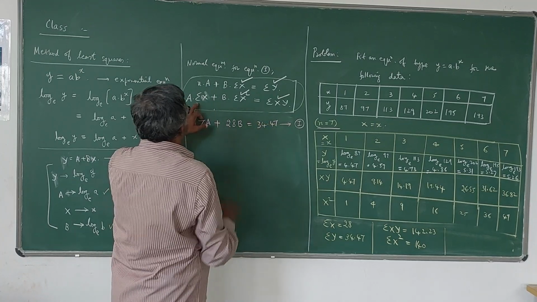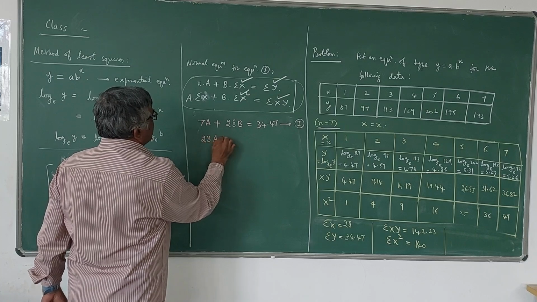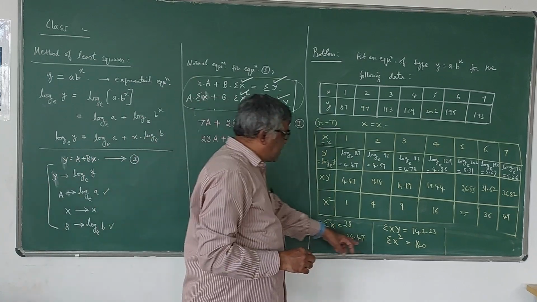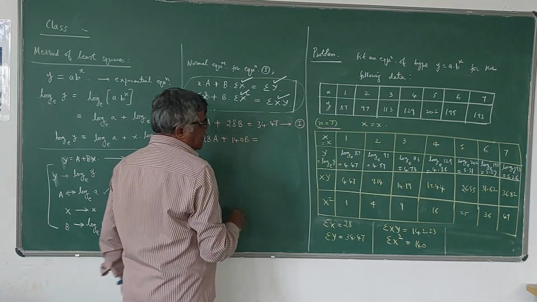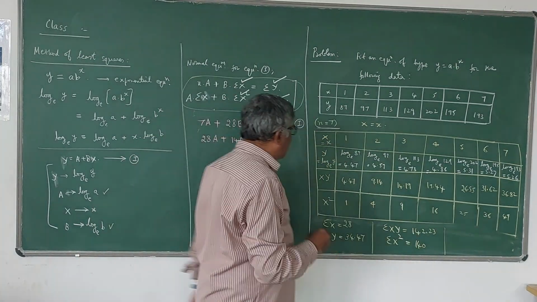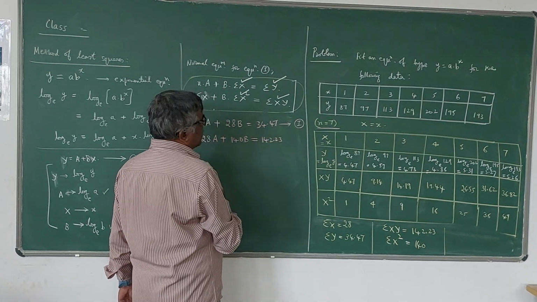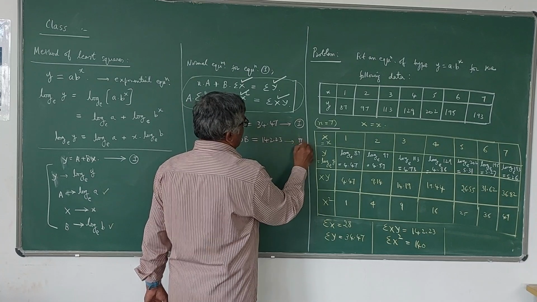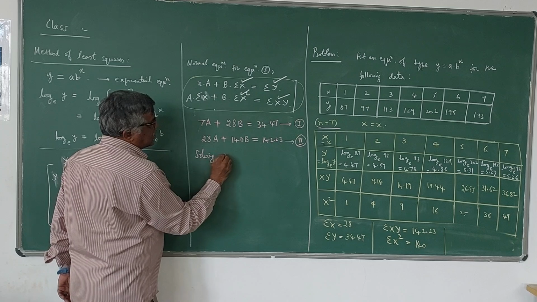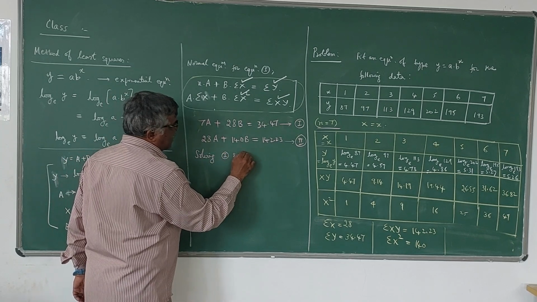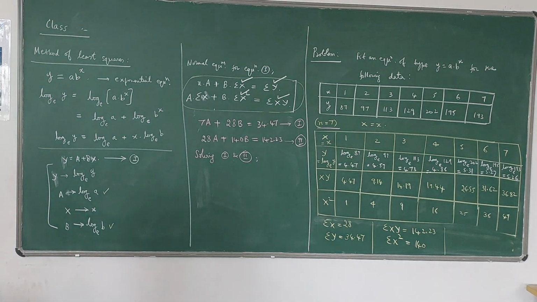Then the second normal equation is sigma x into A. Sigma x is 28, into A, plus sigma x square into B, 140 times B, is equal to sigma xy, which is 142.23. So this is the second equation. Now solving these two equations, we will get capital A and capital B. Solving 1 and 2, you can use a calculator for this.